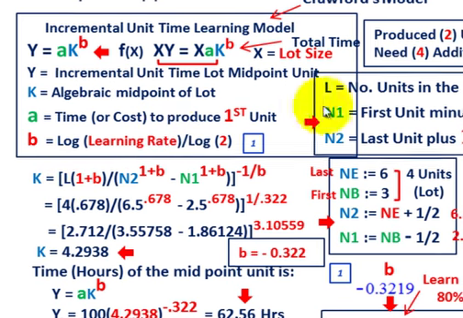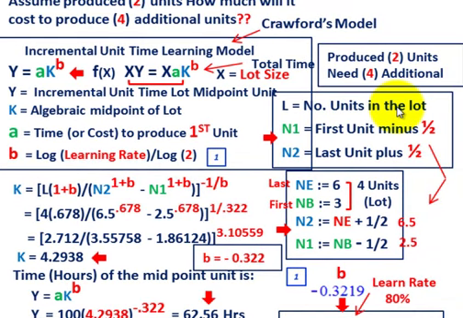L here is the number of units in the lot. Let's understand what that is. Our number of units in the lot is actually 4. We're going to produce 2, but we're going to need 4 more, so that's our lot size, 4 units. That's our L function here, 4 units.